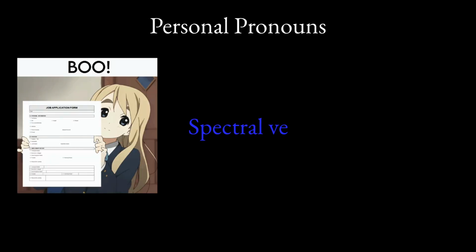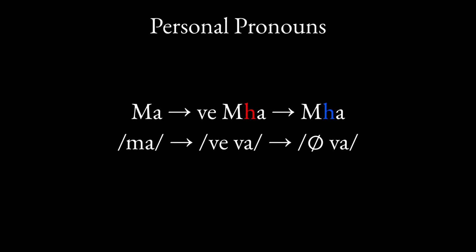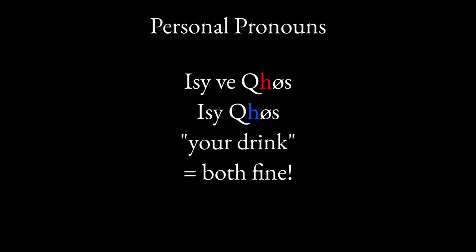There's one property which should be mentioned, and that's spectral ve. Personal pronouns may be lenited with no preposition before them. This indicates the preposition ve before it, making it possessive, which disappeared over time. It's still fine to use ve, but spectral ve is far more common.